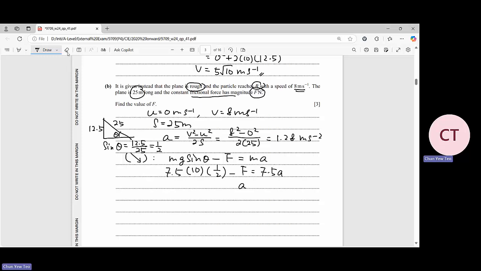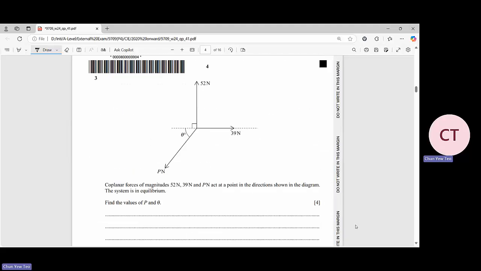Press the calculator. We have found the a actually. Our a is 1.28. So just press the calculator, simplify, you get the F as 27.9 Newton. Done for example question number 2B. So now we move on. We will go for question number 3.